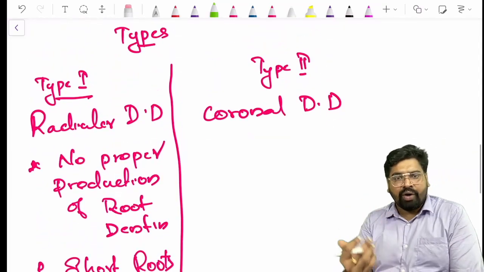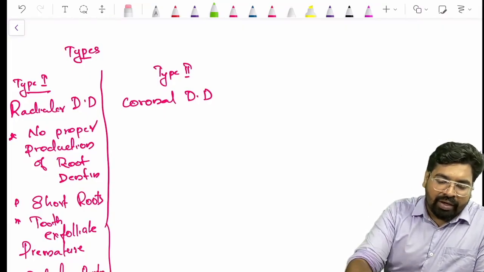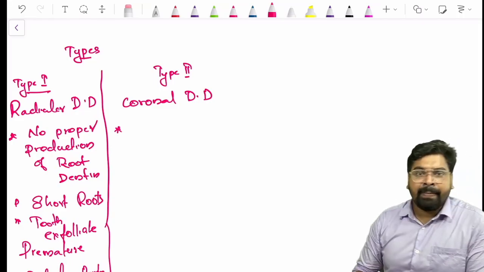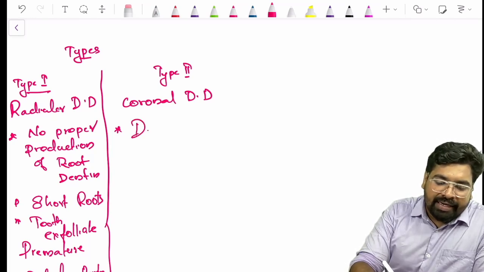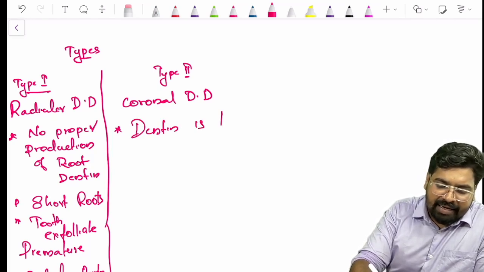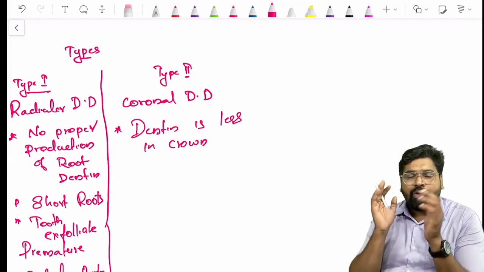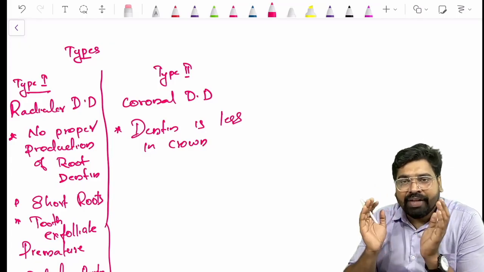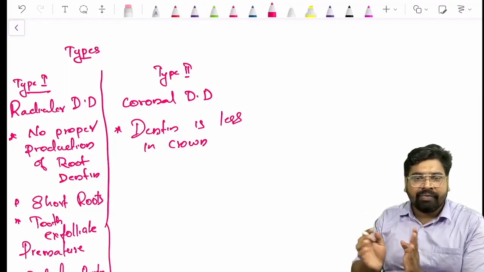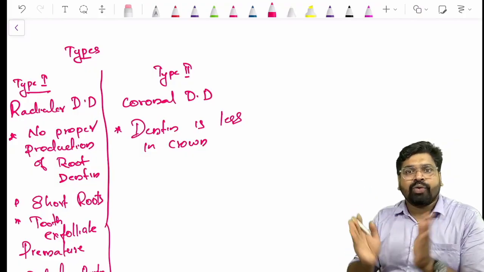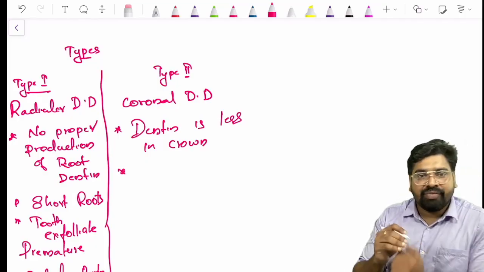So that is coronal. The defect here is in the crown. Now here what happens? There is less production of dentin in the crown. The crown part dentin is formed very thin. So the root part is okay. The root dentin is okay. When it comes to the crown part, there is no dentin and the pulp chamber will be large. The pulp chamber will be large.